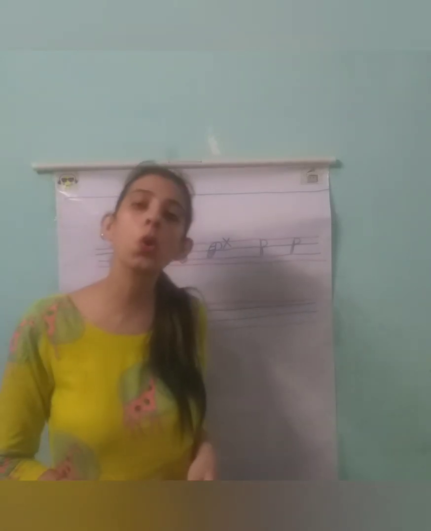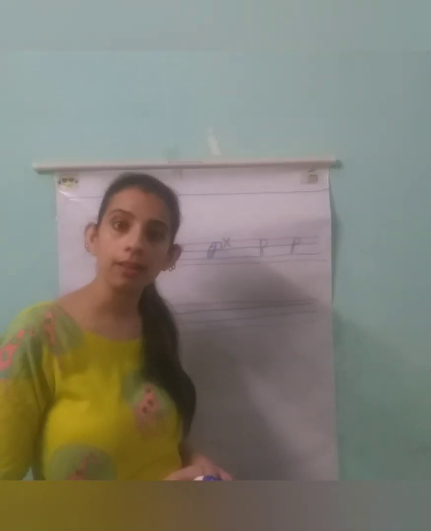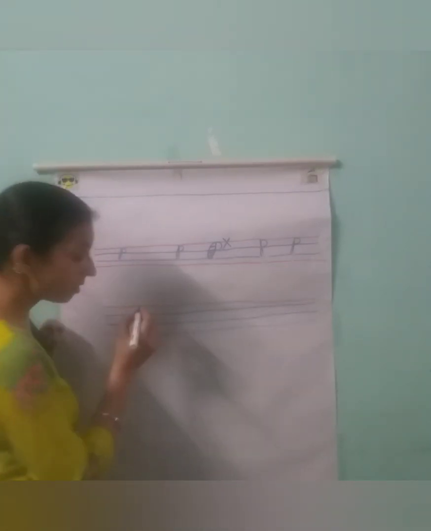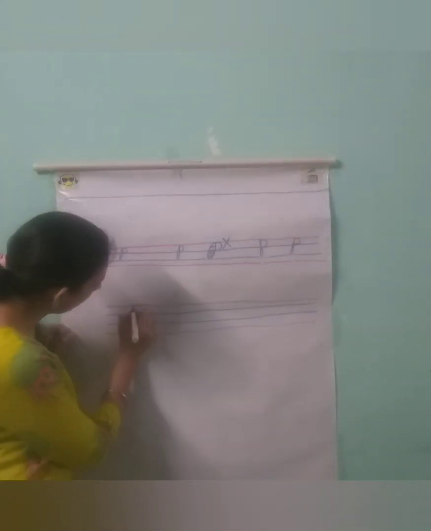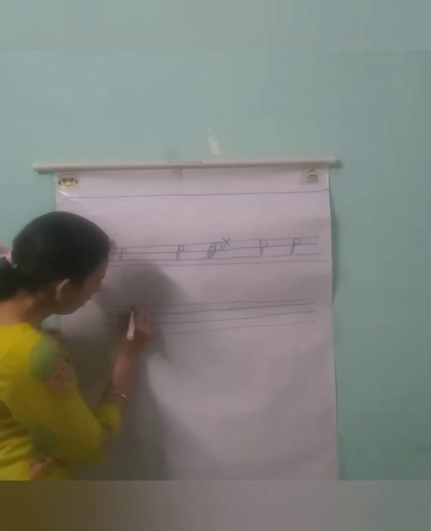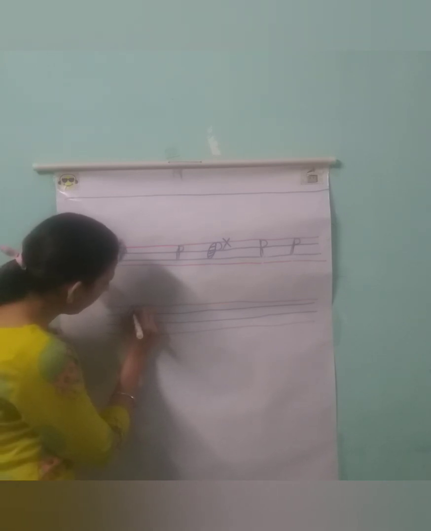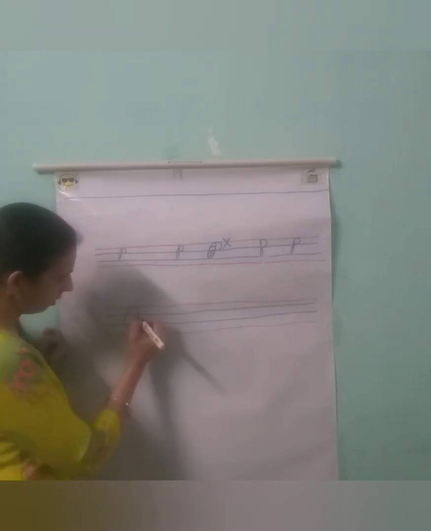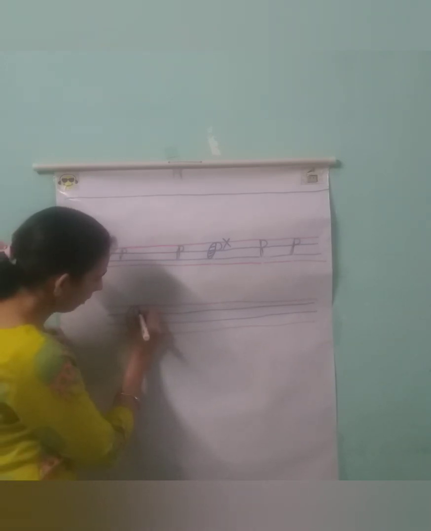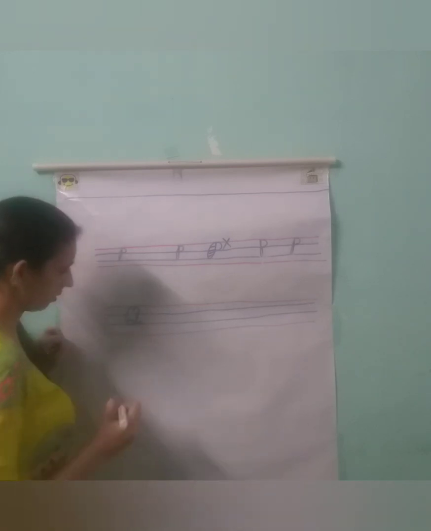Now we will write Q. Q says qua, quilt. Okay, quarrel. So Q says qua. Let's write Q. We will start from the pink line. See, we will start like this. A circle, but we will not complete the circle. Like this. See. And then go back. Come here, turn it, and this.